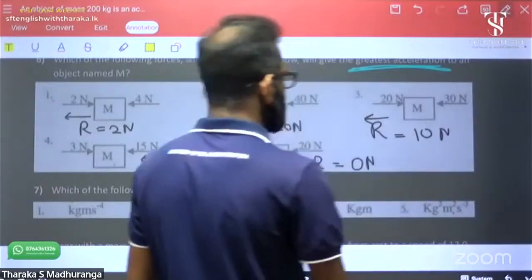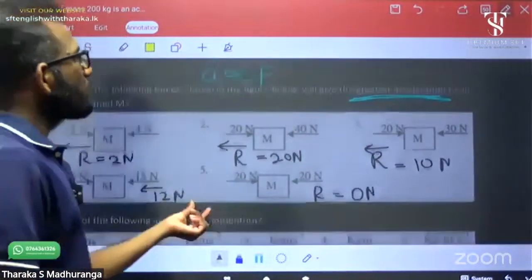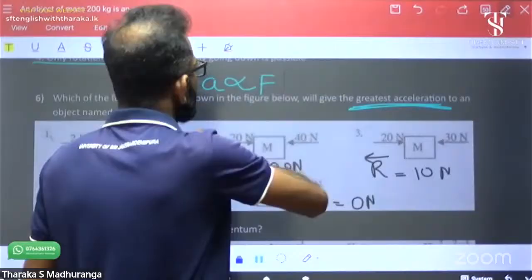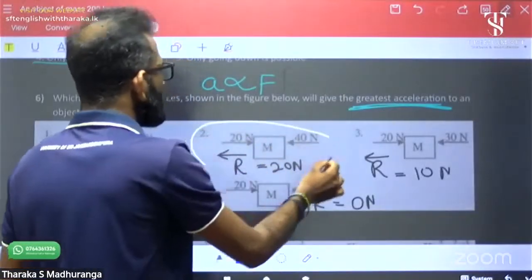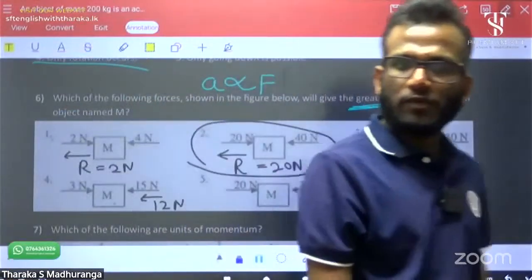Very good. Then to get the greatest acceleration, it should have the greatest unbalanced force. Answer number 2.